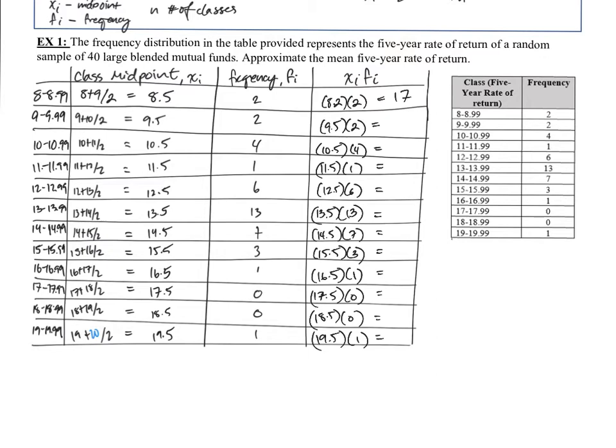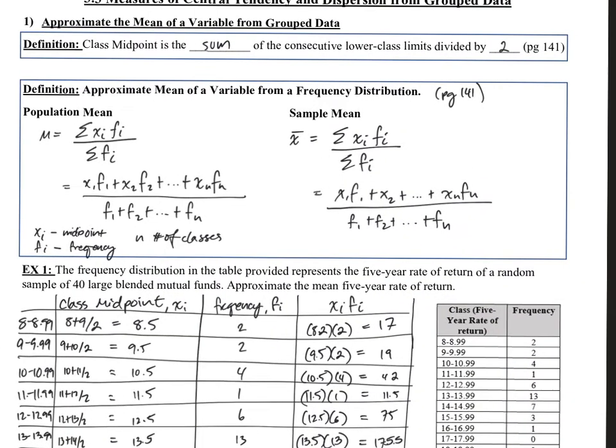Filling this out, when we do the multiplications, we'll get the following: 17, 19, 42, 11.5, 75, 175.5, 101.5, 46.5, 16.5, 0, 0, and 19.5. Finally, by our formula, what we need is the sum of our x sub i f sub i, and the sum of f sub i.